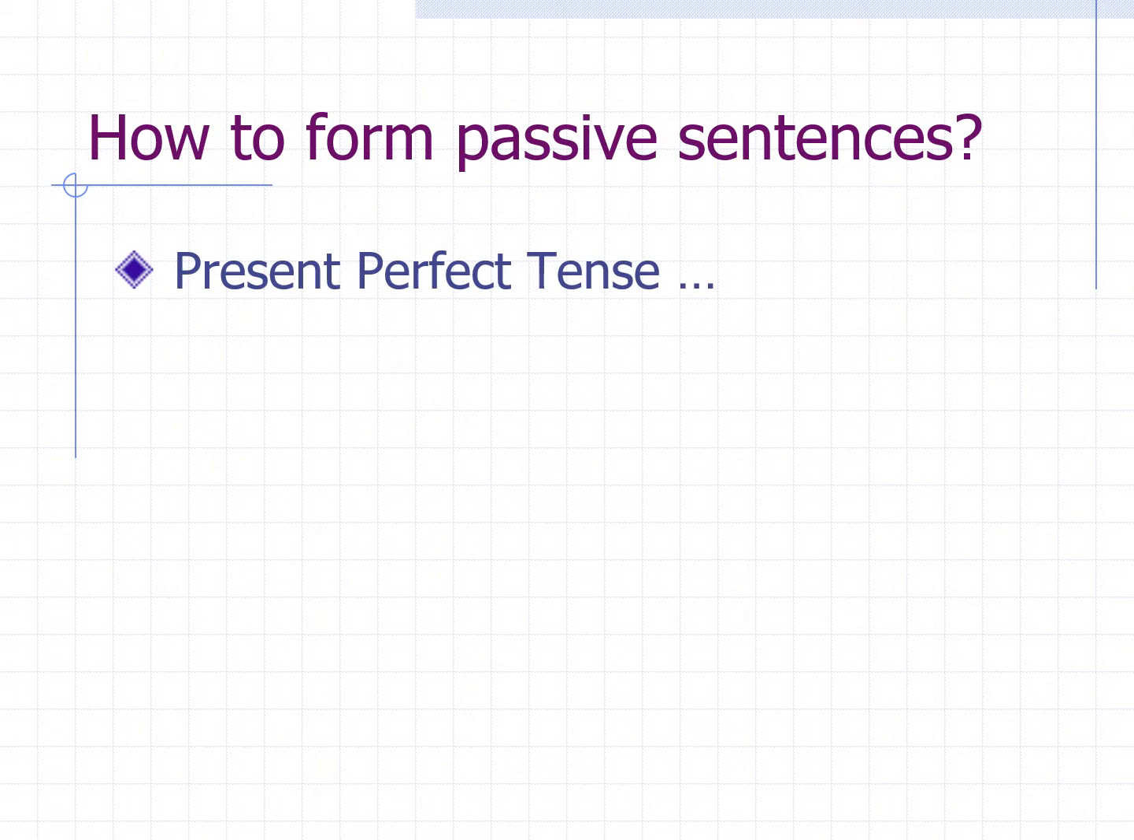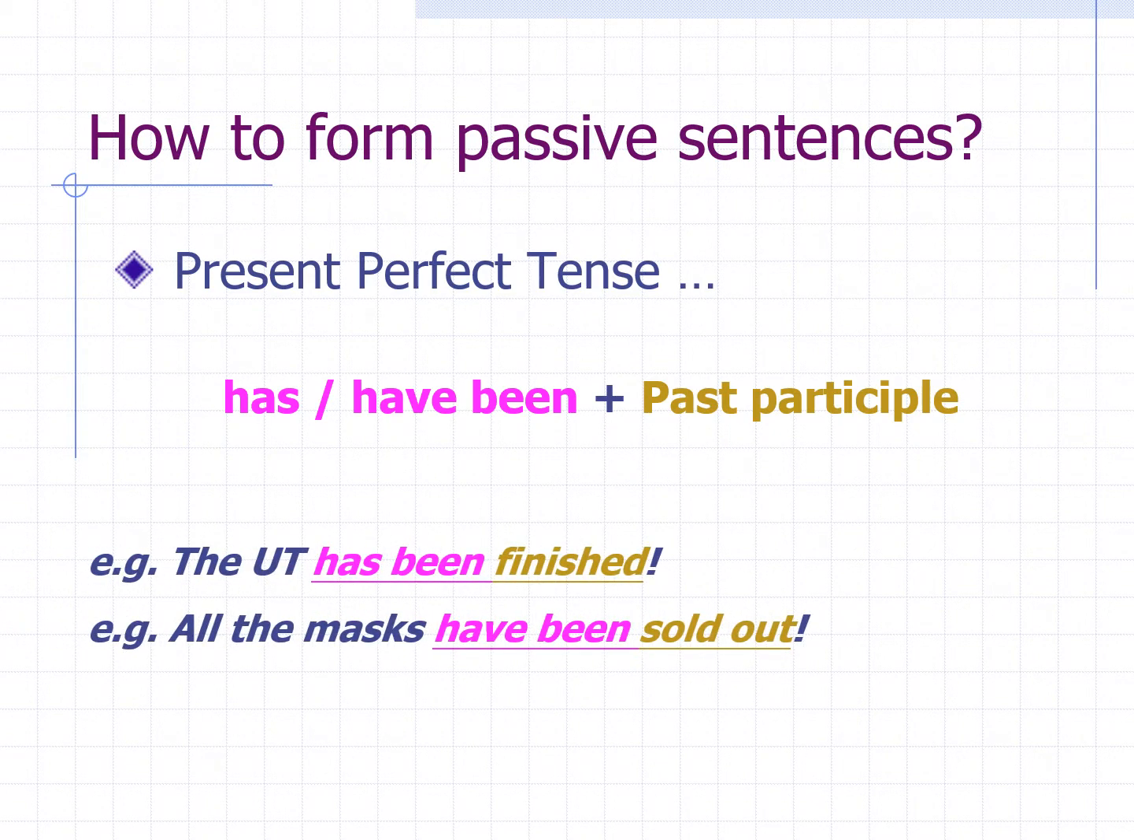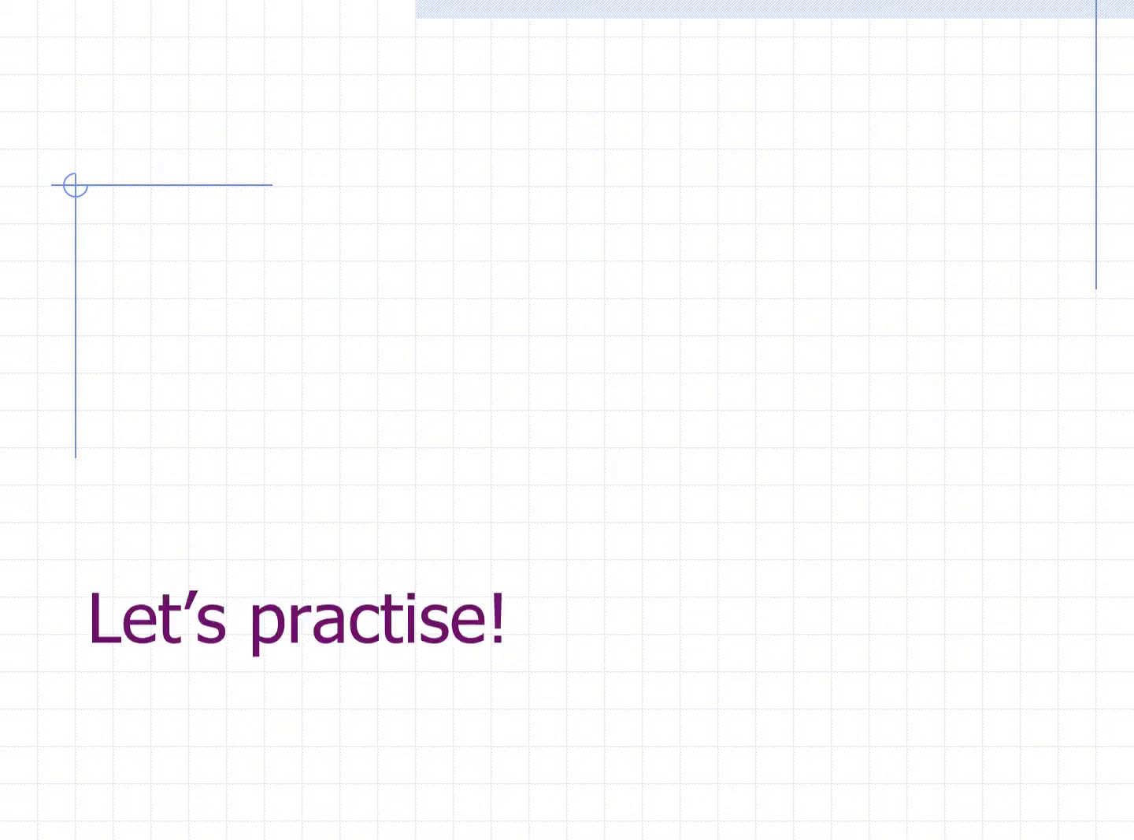How about present perfect tense? We use has or have been plus past participle, depending on the subject. Look at these sentences. The UT has been finished. All the masks have been sold out. So can you remember how to form the passive verbs now? So I'm sure you know how to change an active verb into a passive verb.